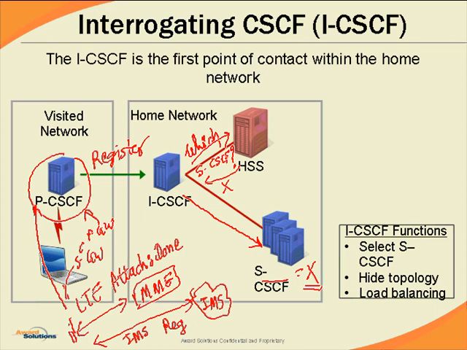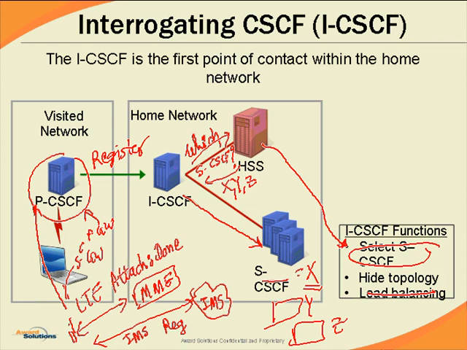So what does the interrogating CSCF do? It can choose the serving CSCF based on the instructions coming from the HSS. Load balancing: there may be multiple serving CSCFs, and all of them are capable of supporting the UE. Then it can choose a serving CSCF that is lightly loaded, with fewer users. So it can do that.